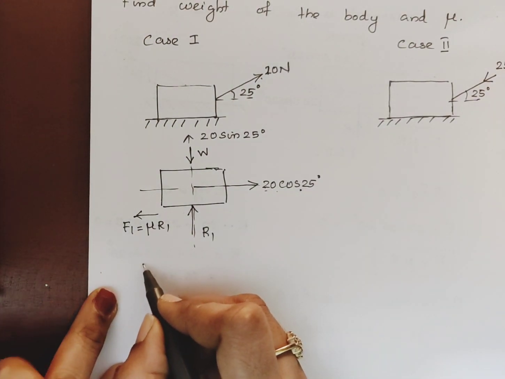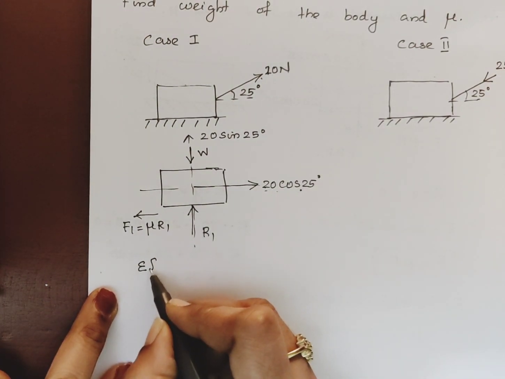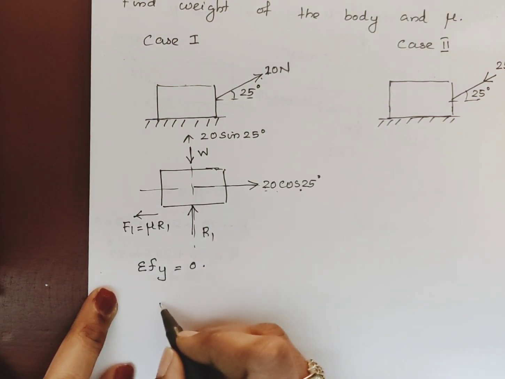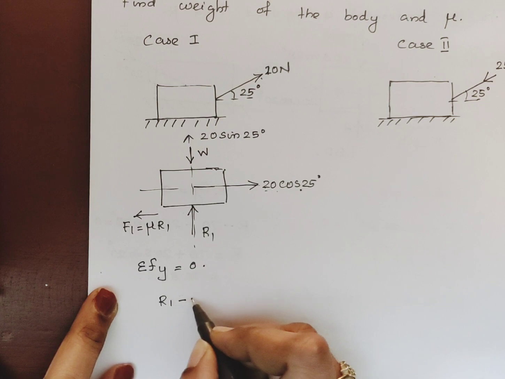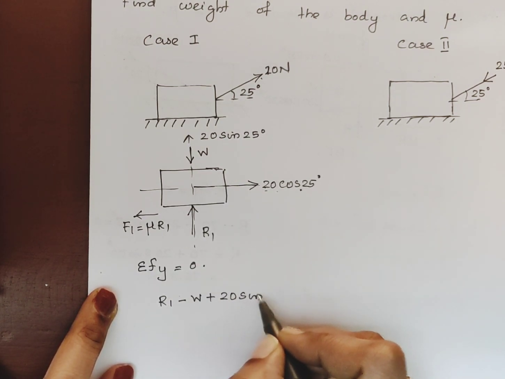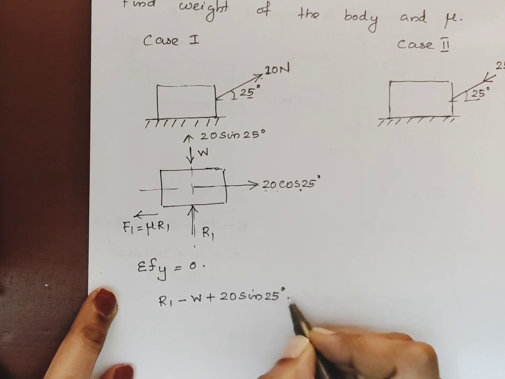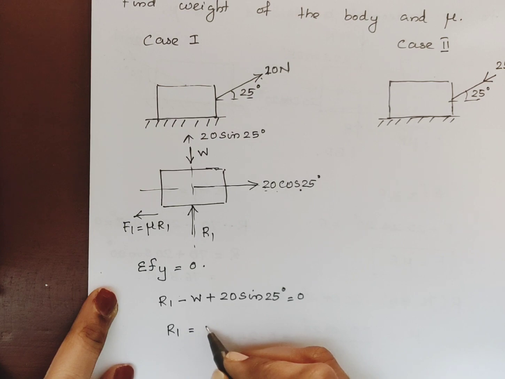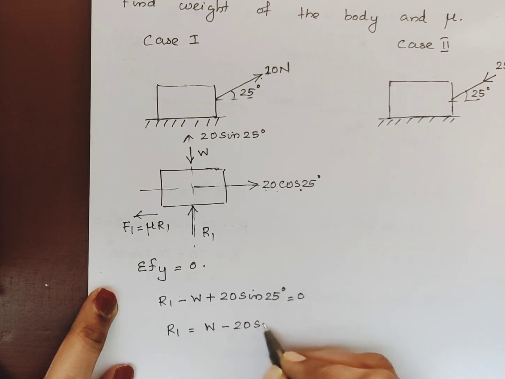So here you have to write the two equations. First equation we are taking is sigma Fy is equal to 0. So R1 minus W plus 20 sin 25 degree is equal to 0. So R1 is equal to W minus 20 sin 25 degree.